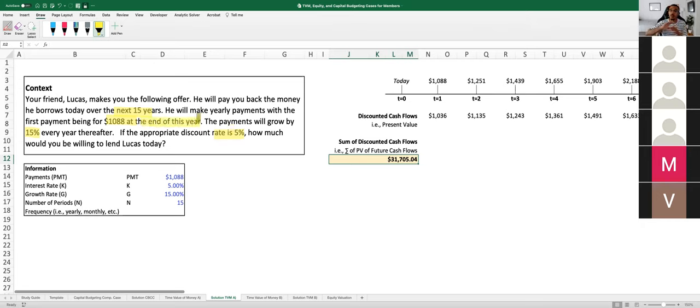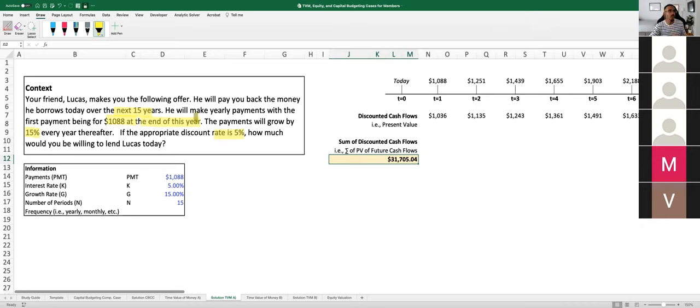So this brings us to a different subset of formulas. If it was at the beginning of the year, we would probably be dealing with an annuity due. Once you figure out whether it's at the beginning or the end of the year, you figure out whether it's a defined set of cash flows or a growing set of cash flows. In this case, it's obvious that we're dealing with a growing annuity.